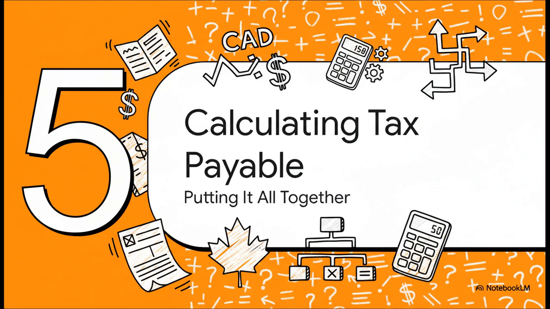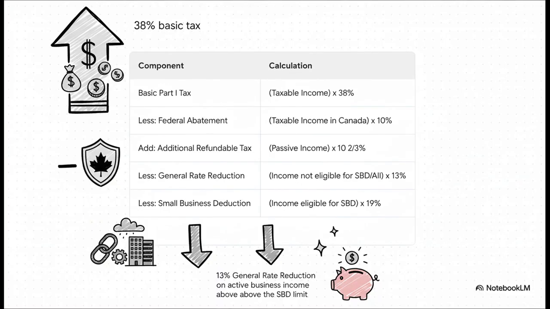Okay, so we've looked at the different pieces of the puzzle. You've got the SBD, which lowers the tax on active income, and we've got the ART, which raises the tax on passive income. Now, let's put it all together and look at the complete formula for calculating a CCPC's federal tax. All right, let's walk through this step by step.